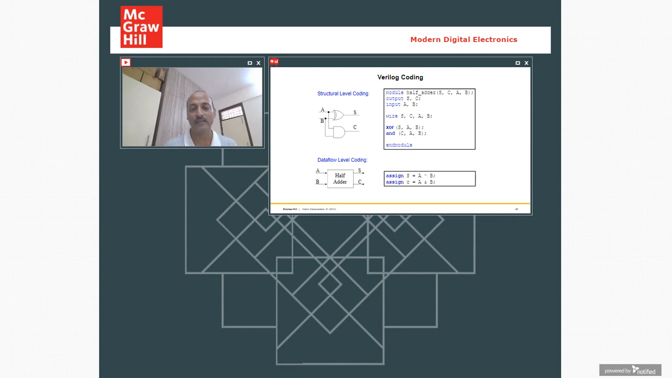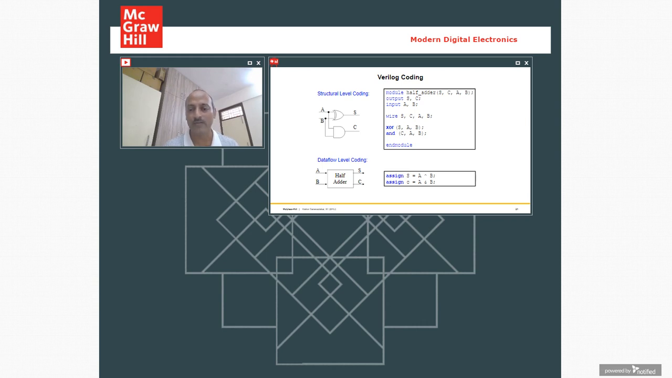But the second block, whatever is written here, you can call data flow. Here I know what operation is taking place on the input literals A and B, and how they are processed to produce the output sum and carry. From the perspective of a design engineer, this is a very good methodology to write, because you can quickly finish the design and move ahead.